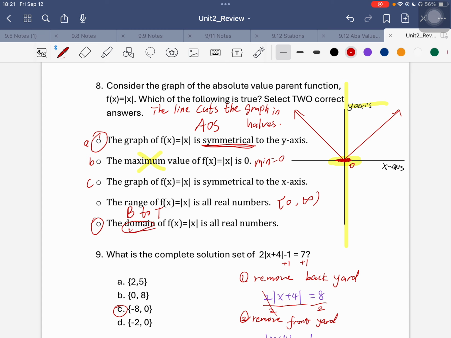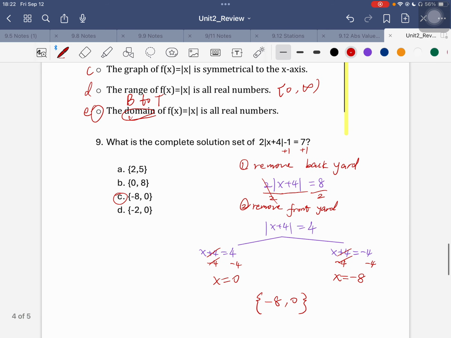So now we found it. Domain is all real numbers because it can go to the left infinitely and it can go to the right infinitely. They have the arrows. So A and E are correct.